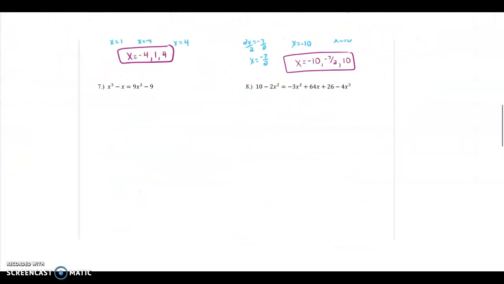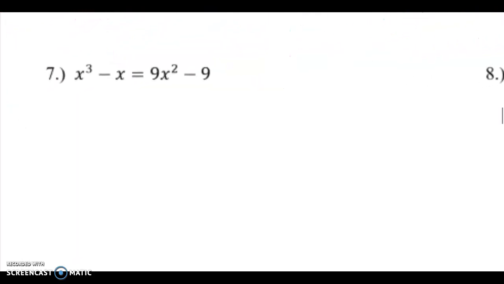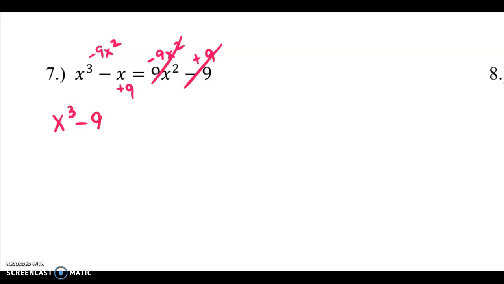Next one, looks like these are going to be our last 2. So for this one, I do have to set it equal to 0. So I'm going to subtract over the 9x squared and move everything to that positive leading coefficient and add over the 9. So that's going to give me x cubed minus 9x squared minus x plus 9 equals 0.